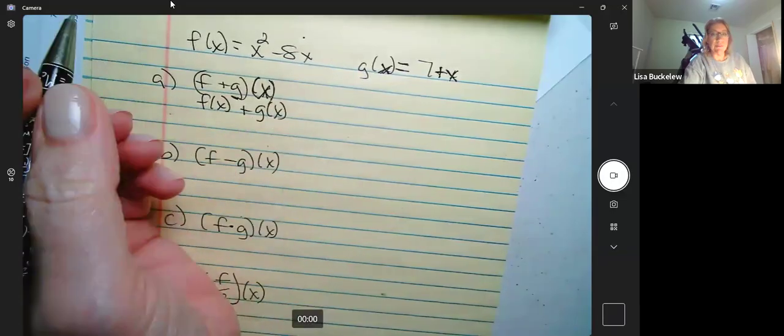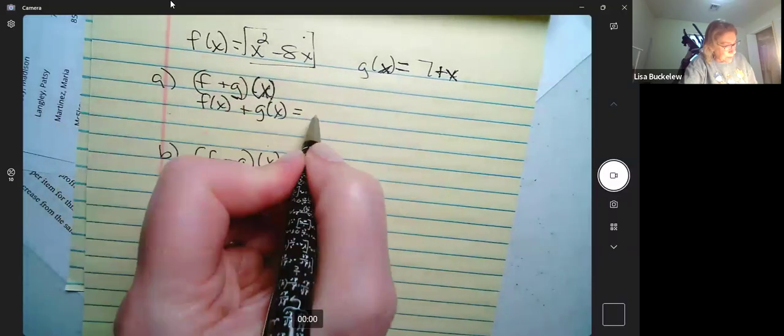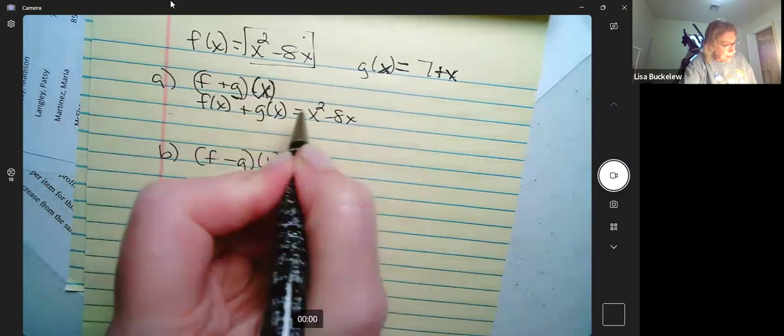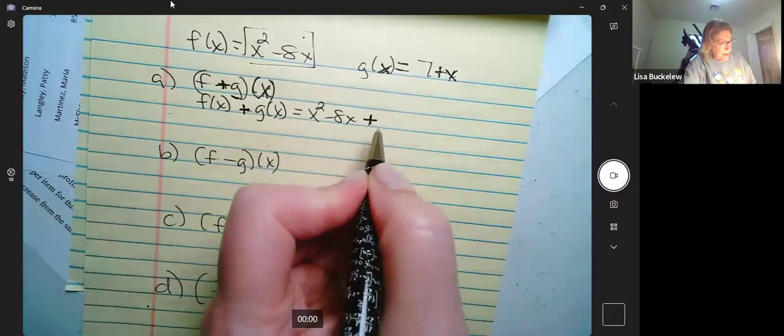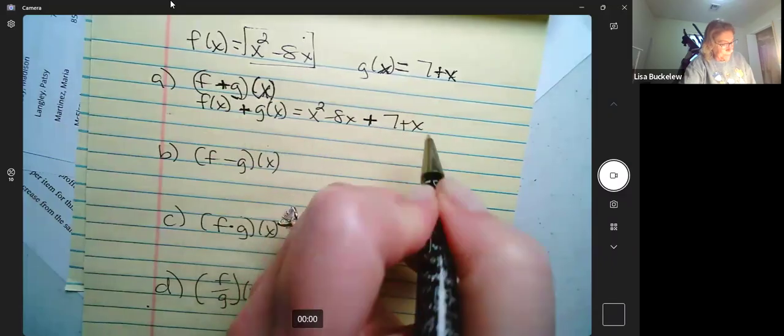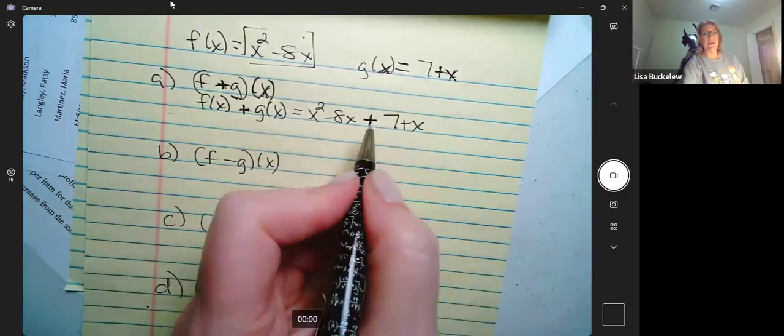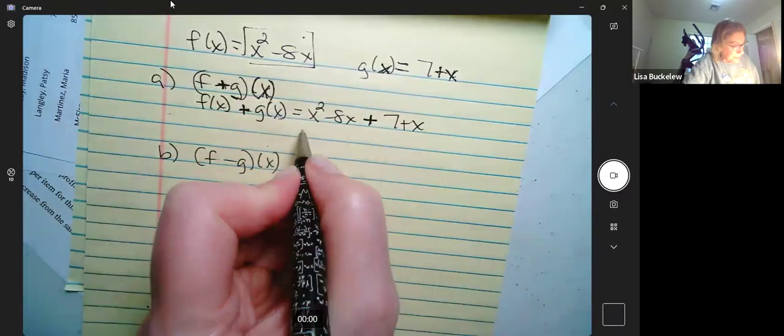So this just says basically take each expression and add them together. And then we're supposed to simplify them by combining like terms. So f of x is just defined to be this little expression, x squared minus 8x. Now it says to do plus. This plus came from the original statement there. So I did a plus here. And now I write down whatever g of x is. So 7 plus x. So that is the expression that represents adding the two expressions together.